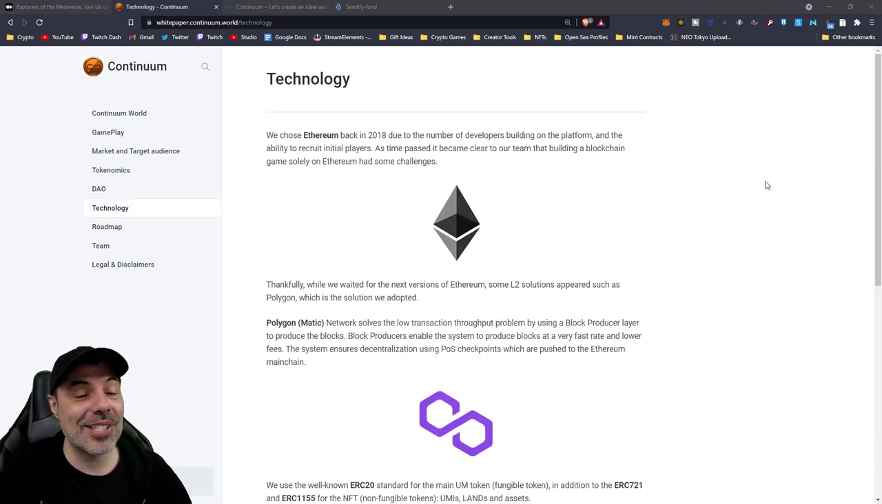So they talk about how they started on Ethereum, which a bunch of you already know has high gas fees. So they adopted a layer two solution, which is Polygon or Matic. Matic's transaction fees are very, very low. A lot of these games follow this model and it works very well for them.